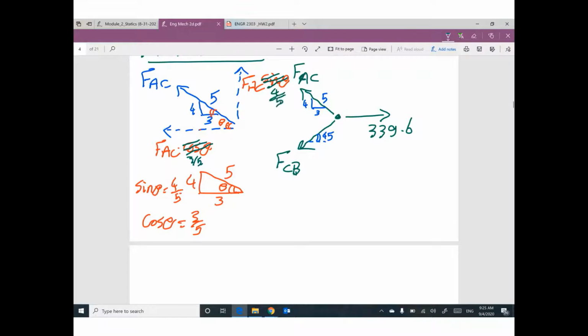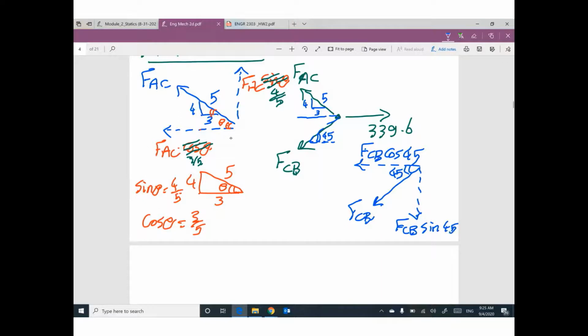What else? We have this force FCB. We are looking for horizontal and vertical component. I believe this angle will be 45 degrees by Z shape. So it will be this direction FCB cosine 45, and this direction will be FCB sine 45. Regarding this force, it's only horizontal component. We don't have vertical component.